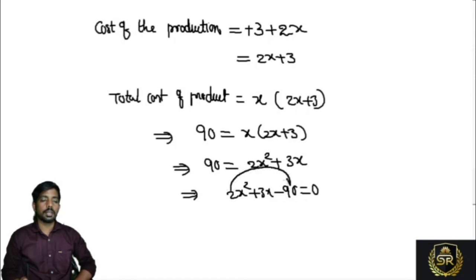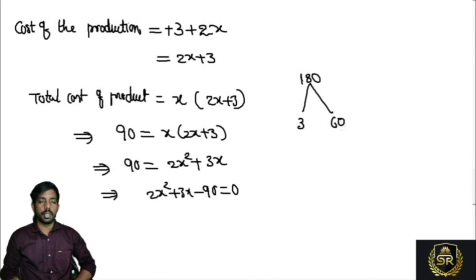So 2 into 90 is 180. We need to factorize, splitting 180 in such a way that we get the middle term 3. 3 sixes are 18, but if I add 60 plus 3, you won't get the middle term 3. 60 can be 6 into 10, 18 and 10, but I can't get the middle term 3 that way either. So we'll do LCM.